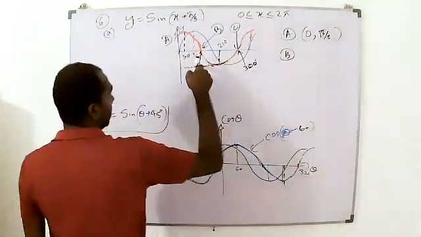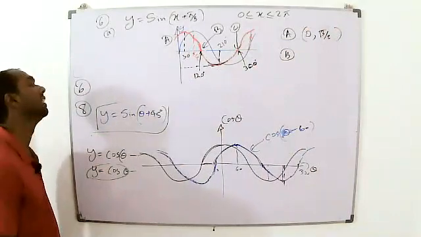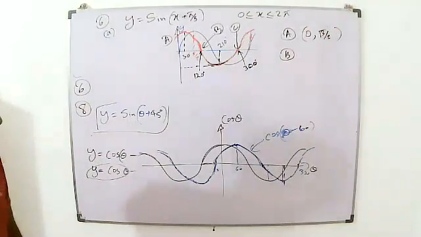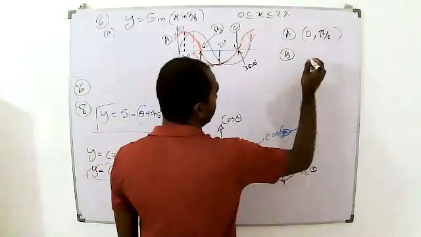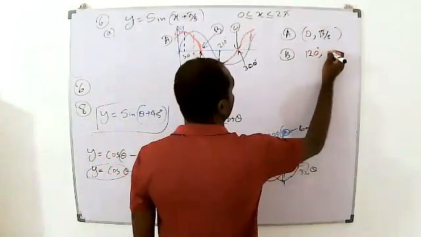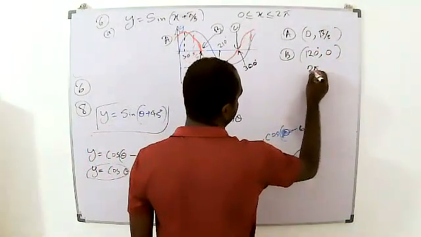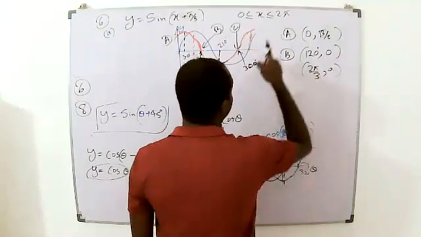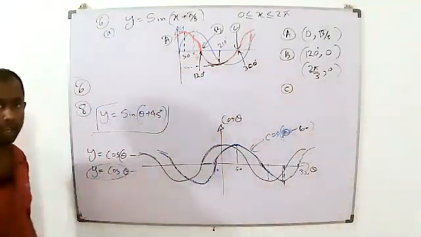What about B? B angle is 120 degrees. What about the y value? Y value is 0, no? So 120 degrees, comma 0. Or you can write the same thing as 2 pi over 3, comma 0. I wrote in radians because the range was given in radians. So it's better to write those in radians.